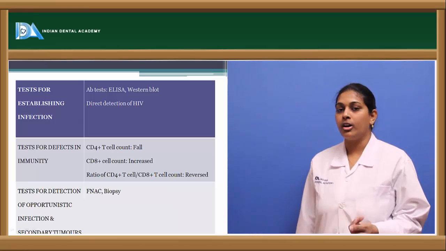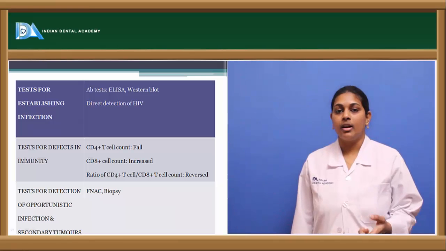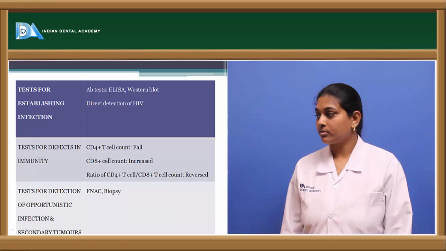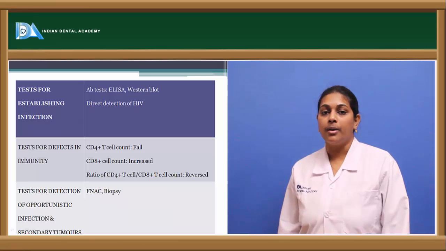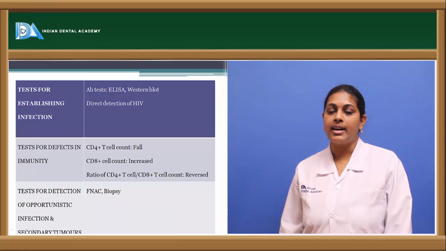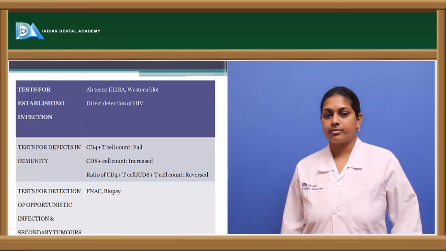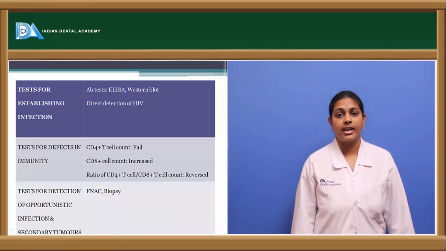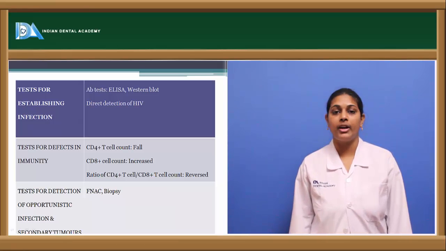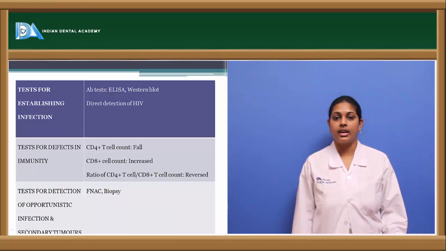The expression of antibodies for these genes or antigens is detected by the enzyme-linked immunosorbent assay test, where we see that it cannot be an exact confirmatory test that the patient has HIV, but rather it serves as a screening test.